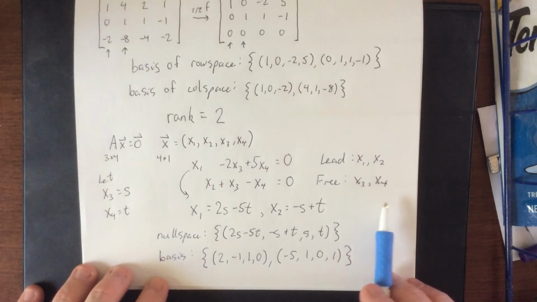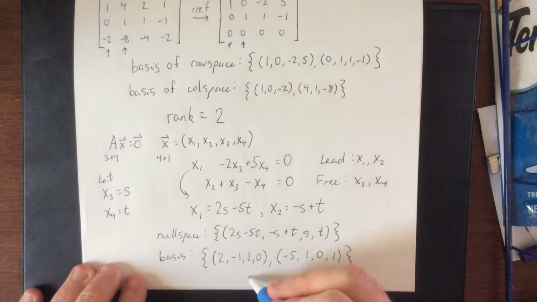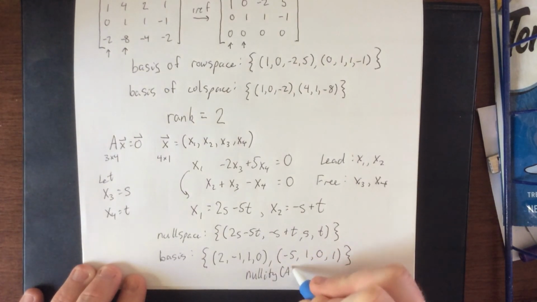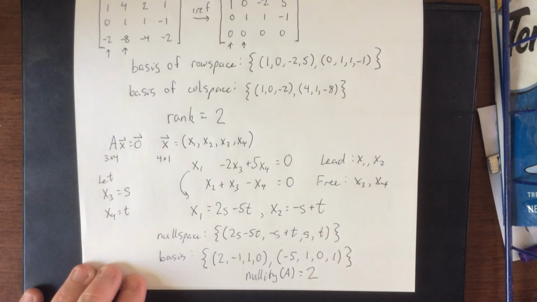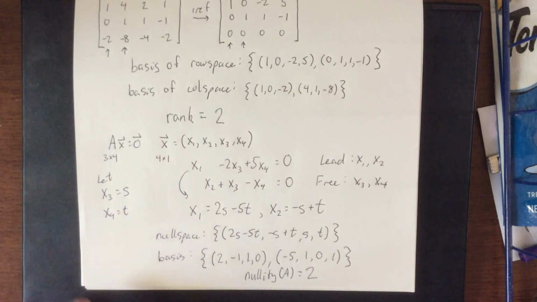Because there were two free variables, this also lets us know the dimension of our null space, referred to as the nullity of the matrix, is going to be equal to 2. The dimension of the null space is the nullity. There are two vectors in the basis, therefore the dimension is 2.